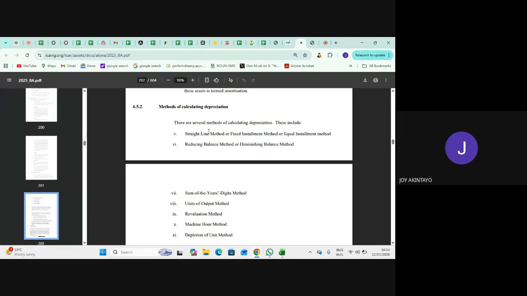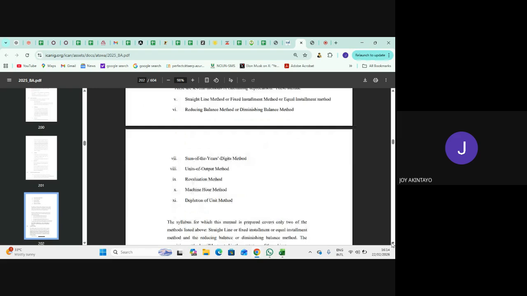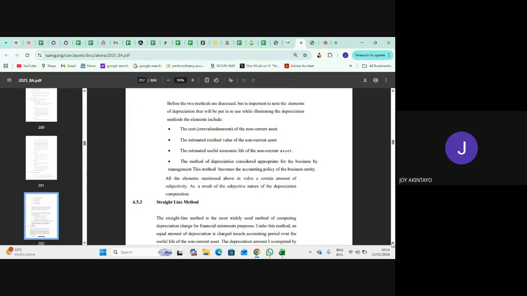Are we together? We have sum of the year digits. We have units of output method, revaluation method, machine hour method, then depletion method. Are we together? So those are the ways by which we can actually determine the value of our depreciation, annual depreciation.